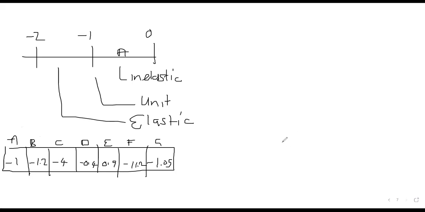So A, custom unit or elastic or inelastic? Quickly. Unit. Unit, correct. B, elastic. B is elastic. C, elastic. D, elastic, yeah.